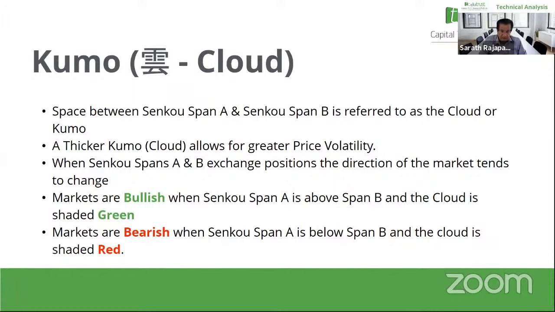Markets are bullish when Senkou span A is above span B, and bearish when the opposite is true, obviously. The cloud inside is usually green. You can use other colors, but by convention we use a green interior for a bullish cloud, and for a bearish cloud we use a red interior, where B is on top and A is at the bottom. B is red, A is green. When B is on top, the interior of the cloud will be red. When A is on top, the interior will be green. We'll see the significance of this as we go on.